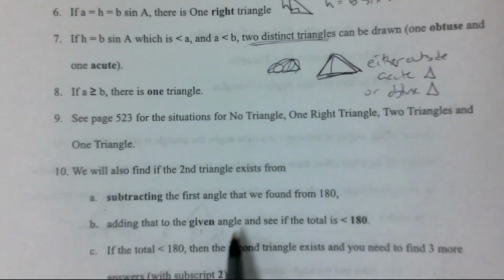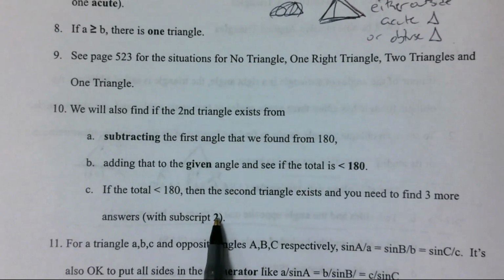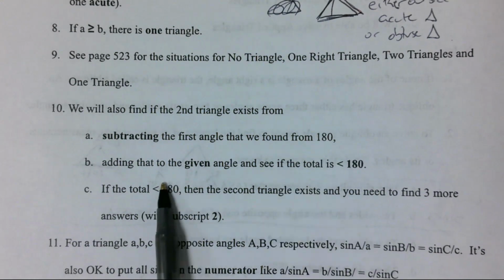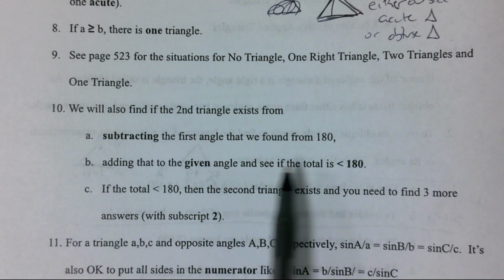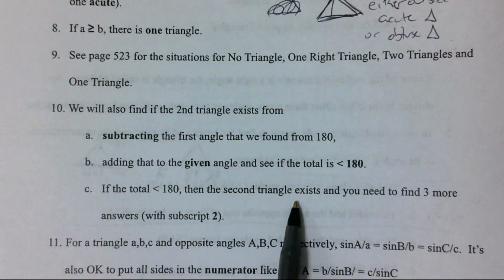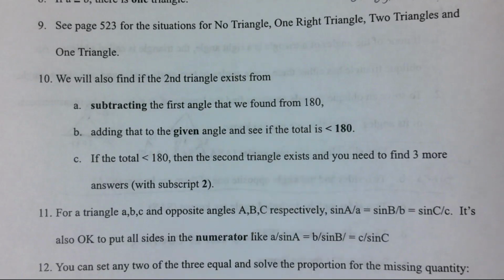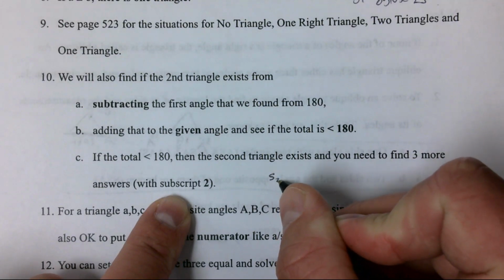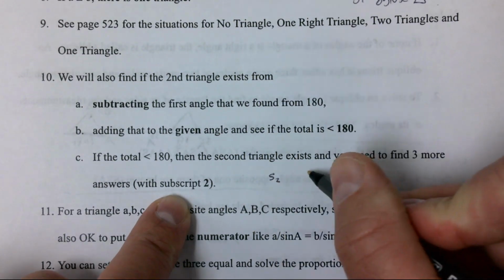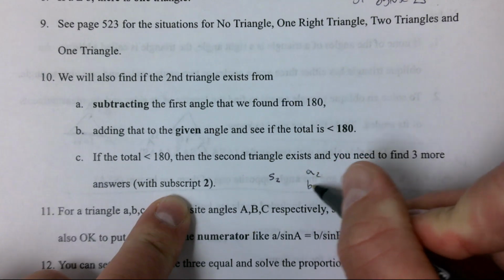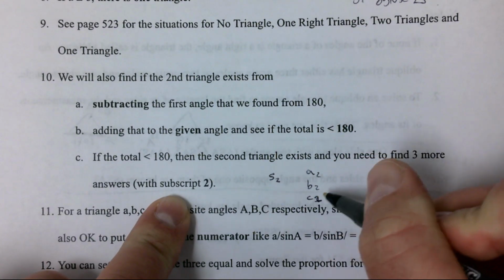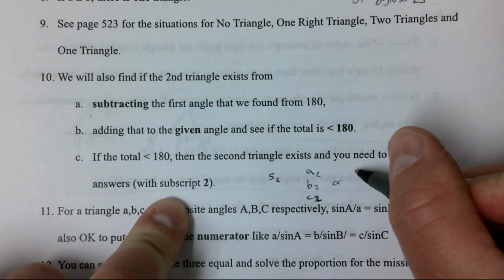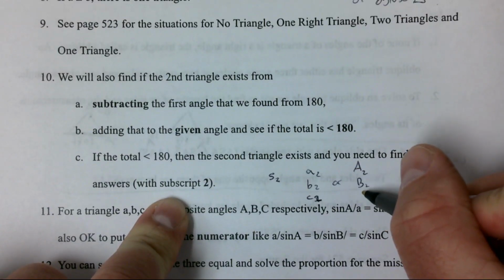You also see if the second triangle exists from doing some steps, like subtracting the first angle found from 180, adding that to the given angle, and see if the total is less than 180. If it is, the second triangle exists, and then you need to find 3 more answers. And when I say with subscript 2, I mean, what about side 2? For example, what about A2, B2, C2? So you're going to have extra answers like that.